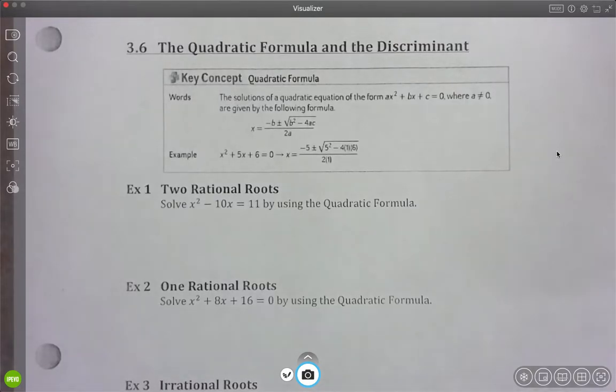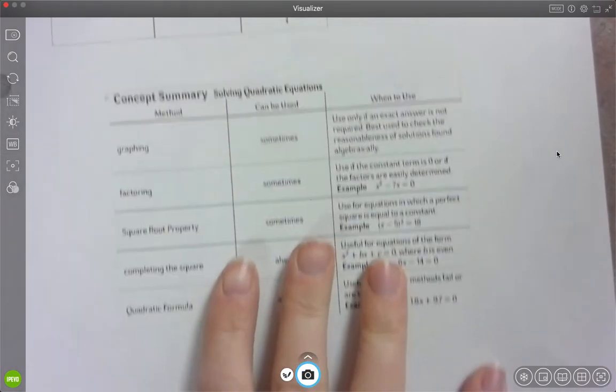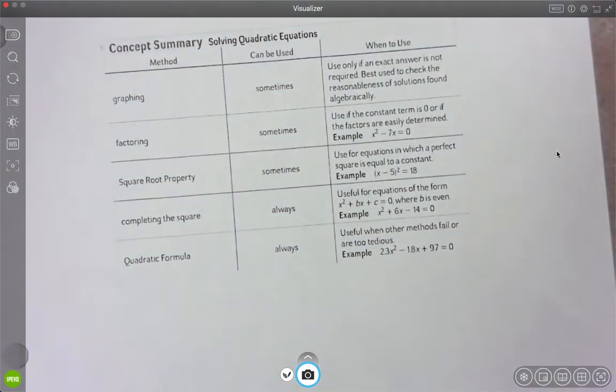Okay, Algebra 2, this is section 3-6. Last section, in section 3-5, we did completing the square, and before that, factoring and all that good stuff. This is the note sheet for 3-6. I want to flip onto the backside, just one really quick thing. This is the concept summary for quadratic equations.